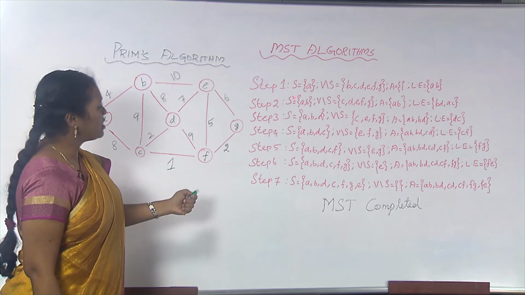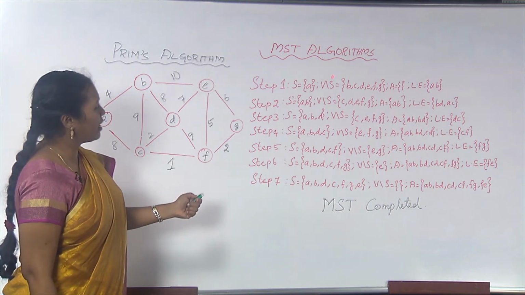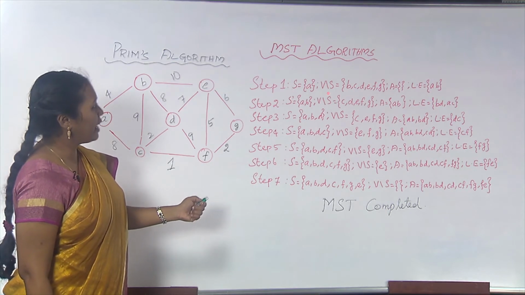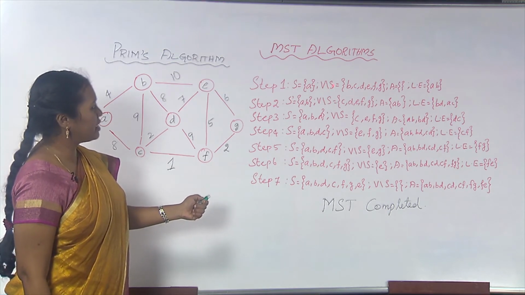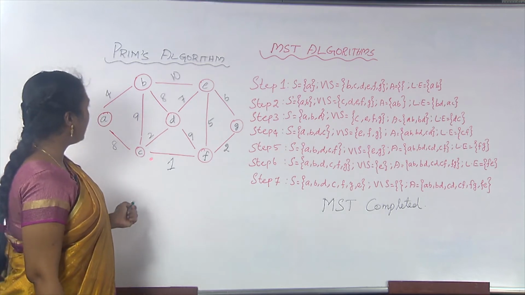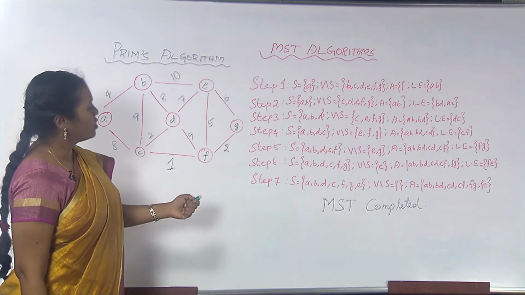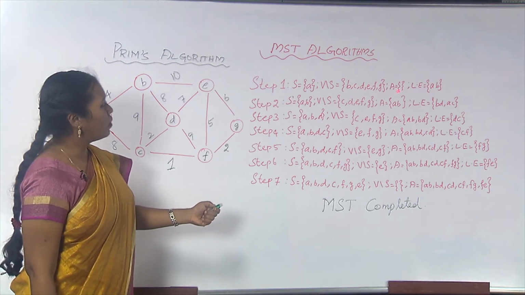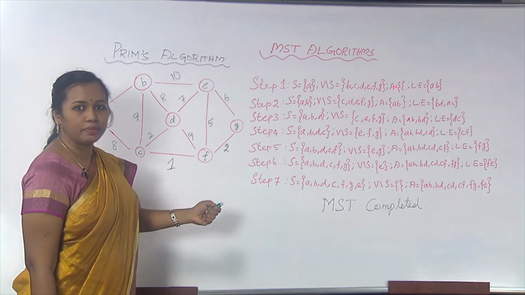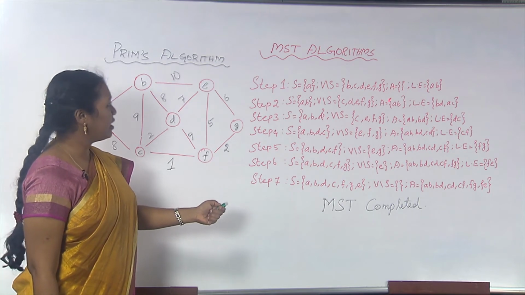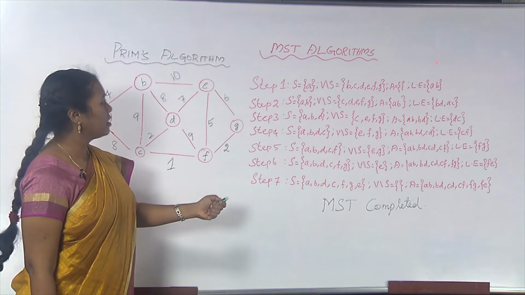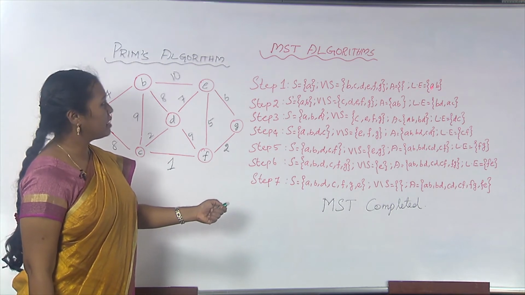So in step 1, I take A inside the set S. And then V minus S is now B, C, D, E, F and G, all the remaining vertices. And now the edge set A is empty. So A is the edge set and here it is empty, and LE, the edge of least weight, is said to be AB.